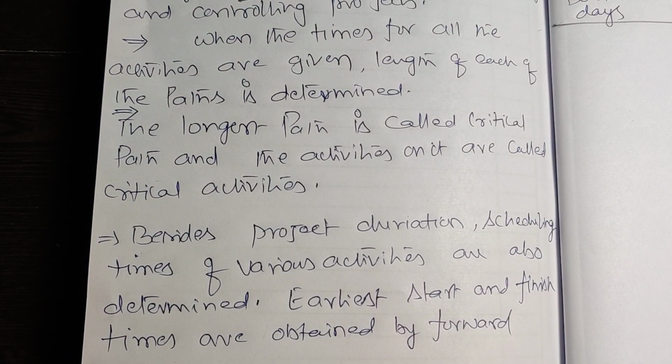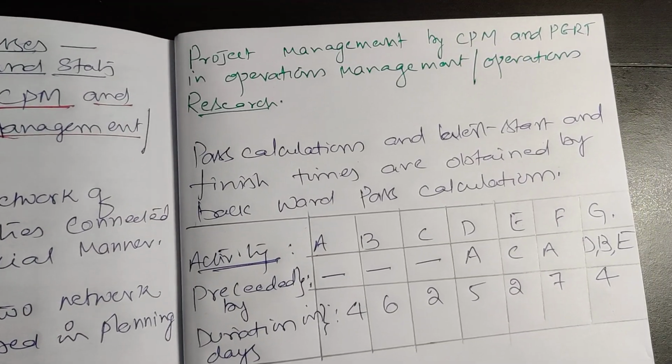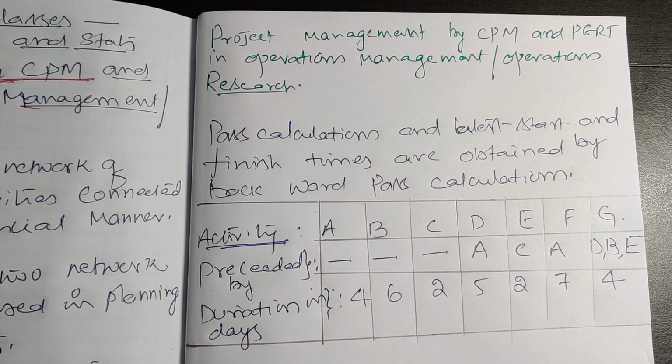Besides the project duration, scheduling times of various activities are also determined. What does it mean actually? Earliest start and finish times are obtained by forward pass calculations, and the latest start and finish times are obtained by backward pass calculations. This is a brief introduction about network analysis.